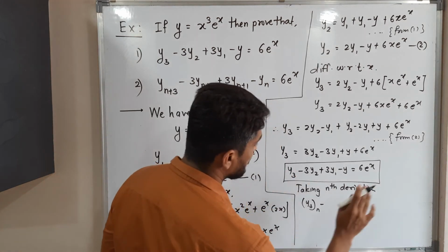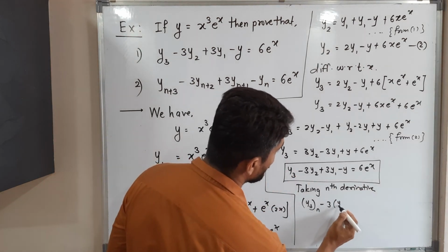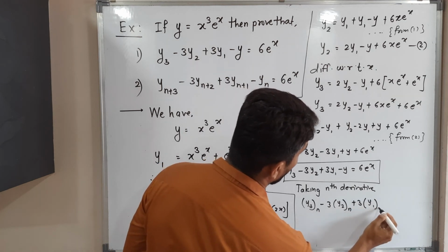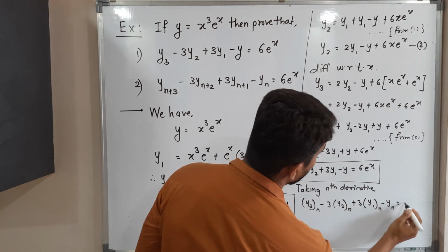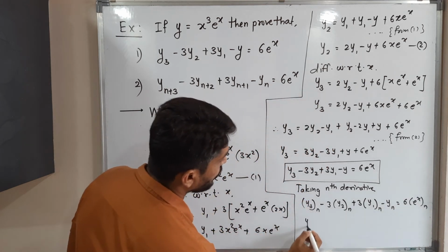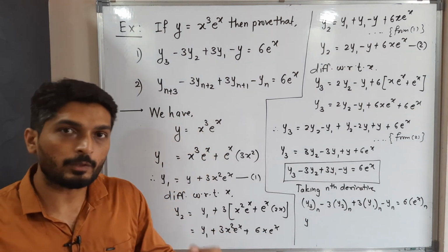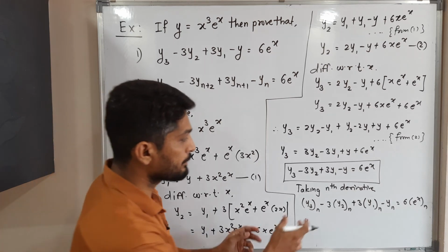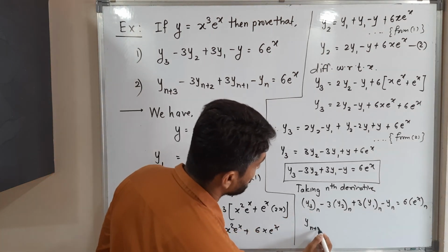Minus, I am taking separate nth derivative. 3 outside. 3 is a constant, no? Nth derivative. 3 is constant. Keep it outside. Nth derivative of y. 6 is constant. Keep it outside. e raised to x, nth derivative. So already third derivative we have taken, and again we are taking nth derivative. So the total derivatives are n plus 3. Okay, simply we add those numbers, n plus 3.